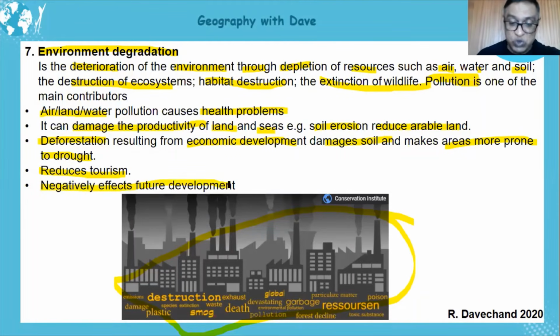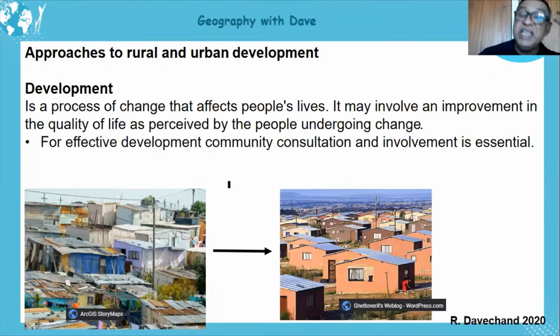These are issues that become very, very significant. So can you see how these things actually affect development? Significant factors. There are other factors, learners, but these are the ones that are stipulated in your curriculum. So in order to do this, we do need to look at approaches to rural and urban development.